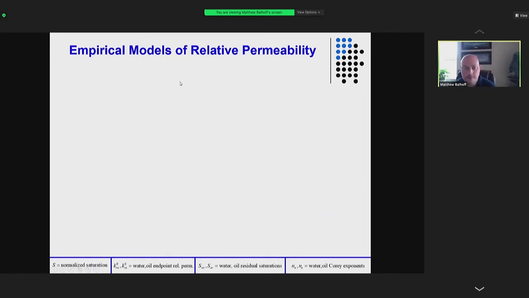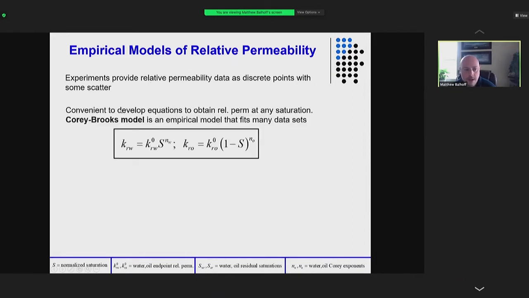So there are some empirical models of relative permeability. So what we normally do is we do experiments. And from those experiments, we fit the data to these equations. And they sort of look like power laws, right? So it's like y is equal to ax to the b or something.